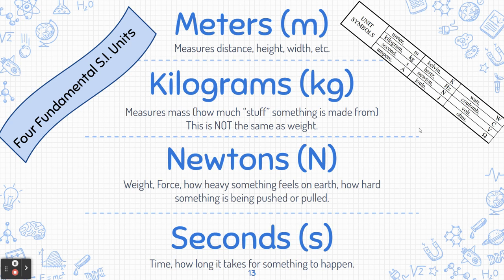Kilograms measures how much stuff something is made from. This is not the same thing as weight. Weight is actually measured in newtons. So, how much stuff something is made out of would not change if you were standing on Earth or standing on the moon, but the weight of it would. So, how heavy it feels would change.